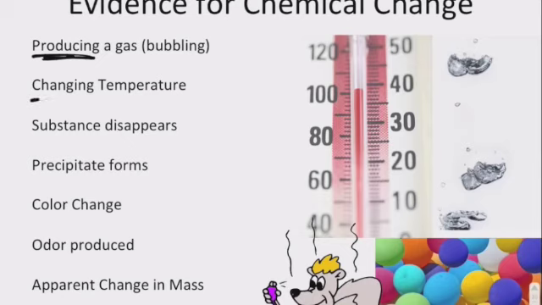Change in temperature. This is a different kind of change in temperature. If we put water into a freezer, yes, that water changes temperature, but not because it's reacting with something else, just because it's in the freezer. This change in temperature would occur from the chemical change itself. Substances disappear, so it turns into a gas. A precipitate forms. This is when you put two liquids together and you see some stuff starting to float in it. That would be a precipitate. A color change, odor produced, and apparent change in mass.